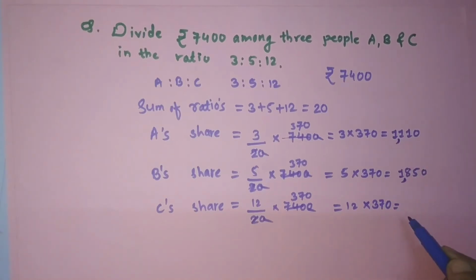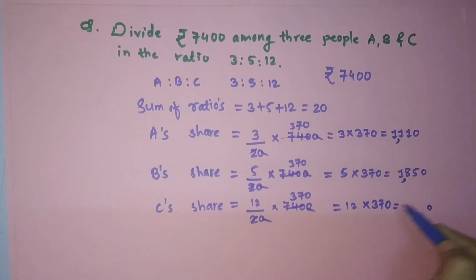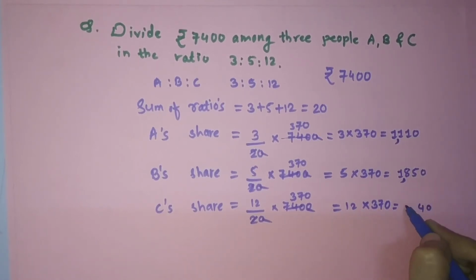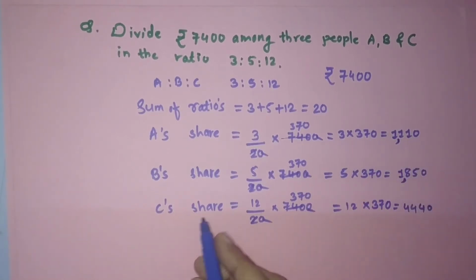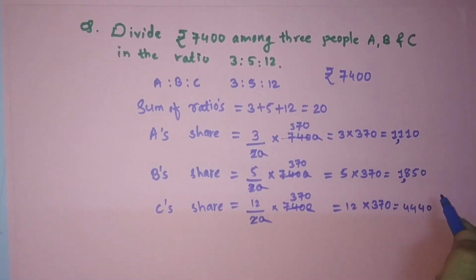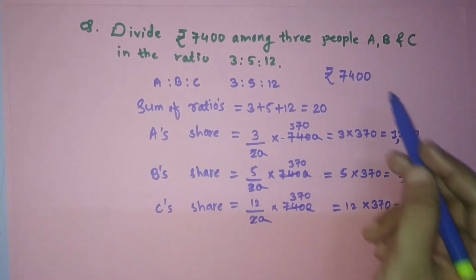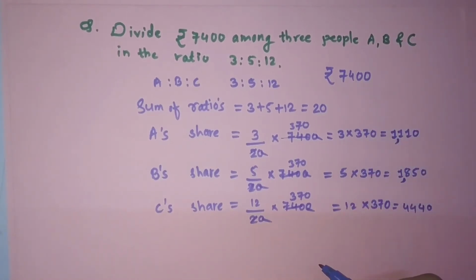So now here 12 multiplied by 370. So we'll write a 0 here. Here 12 sevens are 84. We'll get, again, 12 threes are 36. That is 44. So 4440. So these are the shares. A's, B's, C's shares are 1110, 1850 and 4440. If you sum them up, you'll get again the original amount, that is 7400.